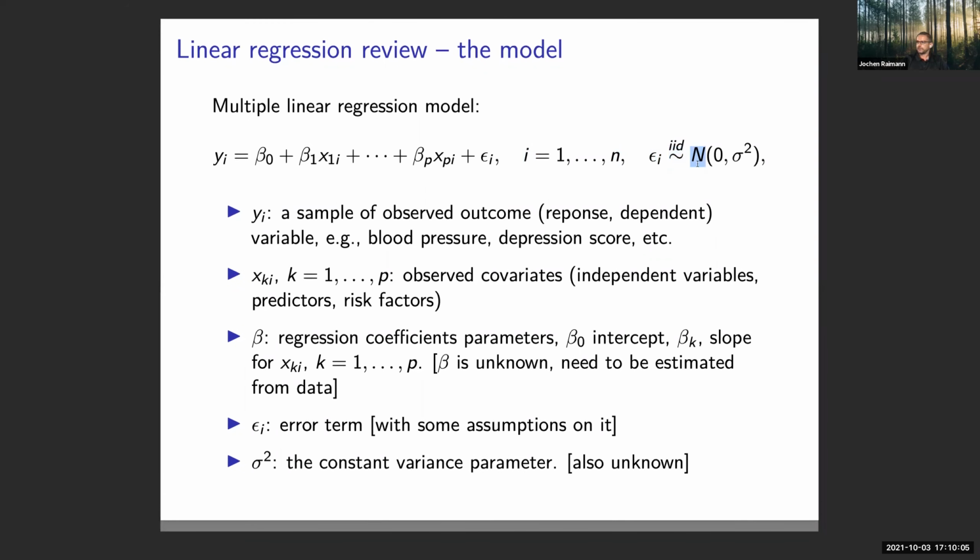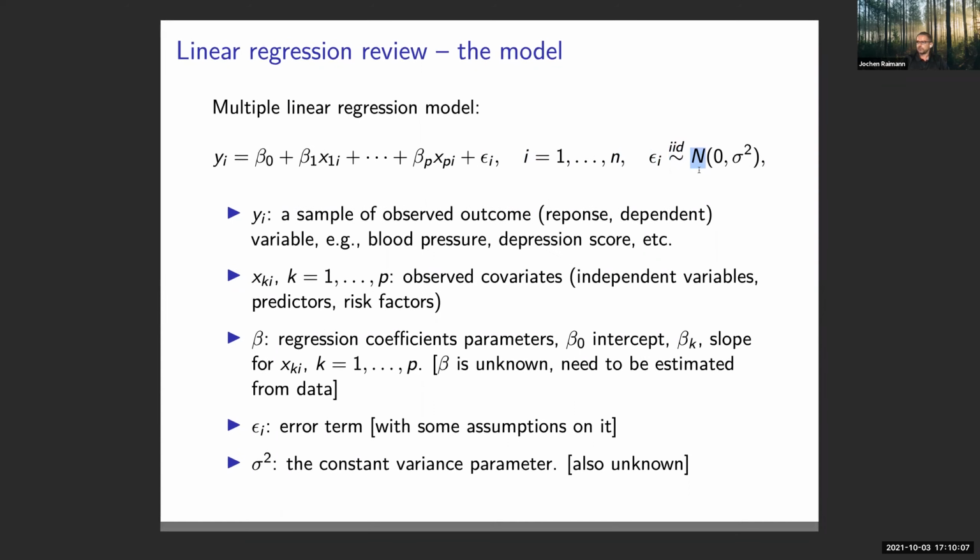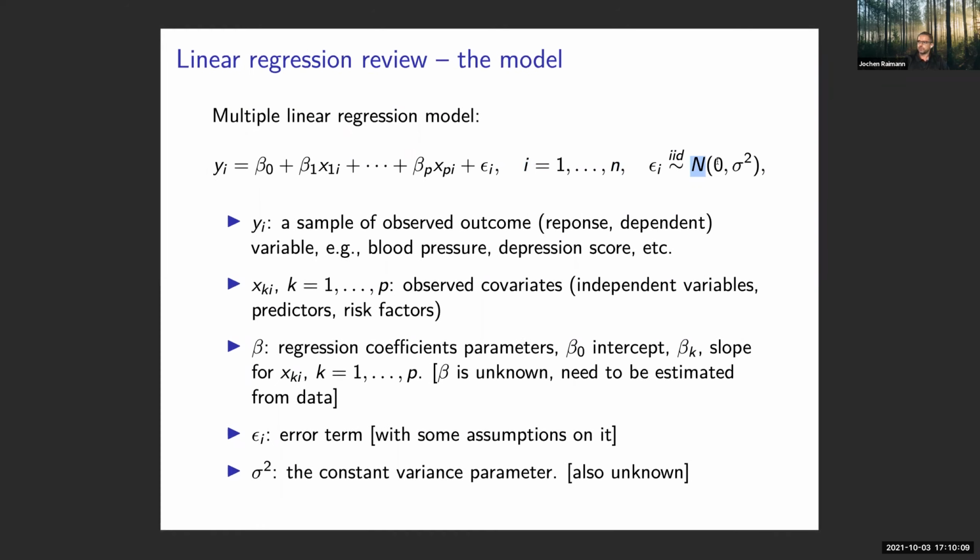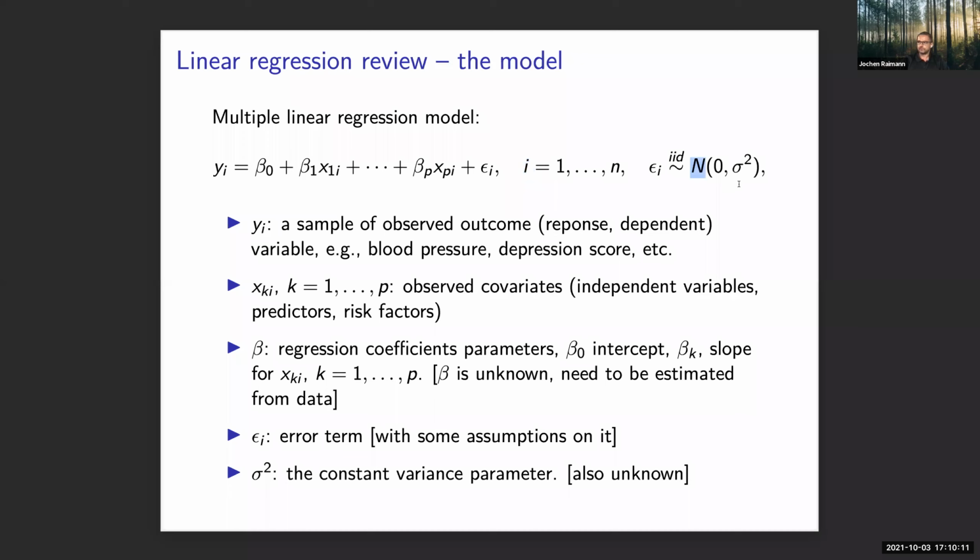We have then this error distributing in the shape of a normal distribution around the mean of 0 with a variance of sigma squared. yi is the sample, the response, the dependent variable. It can be blood pressure, depression score, you name it. It is a continuous variable. This is important to keep in mind.